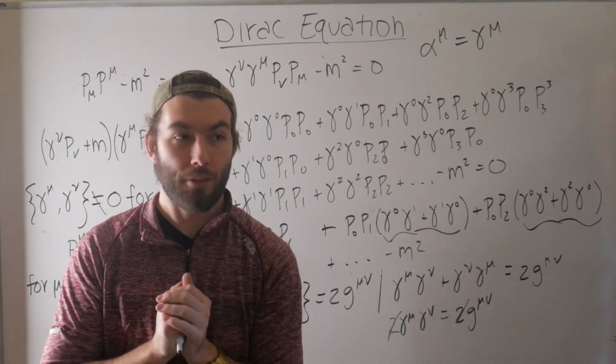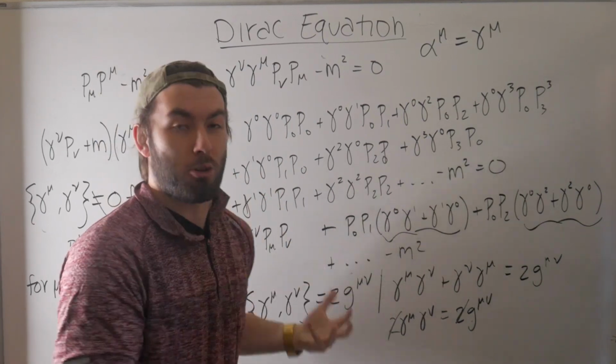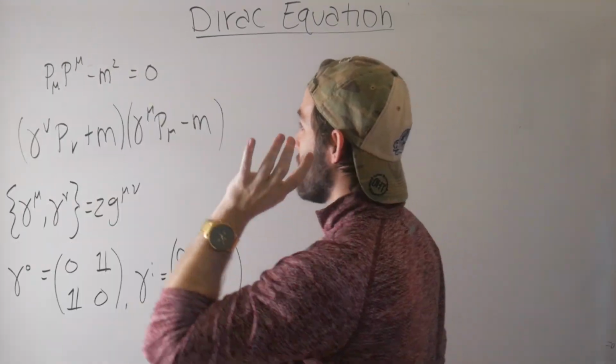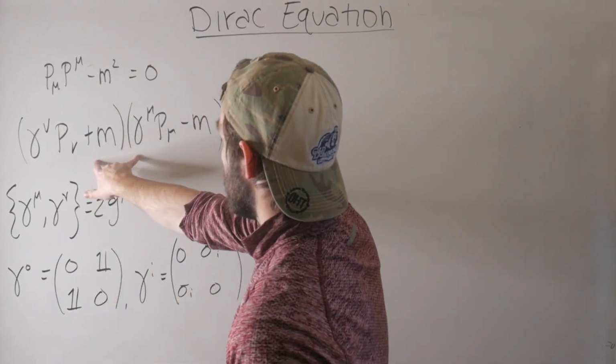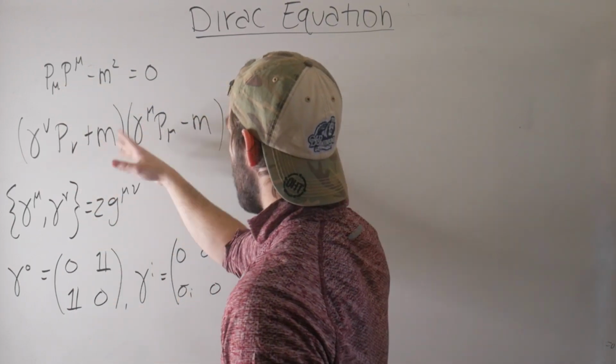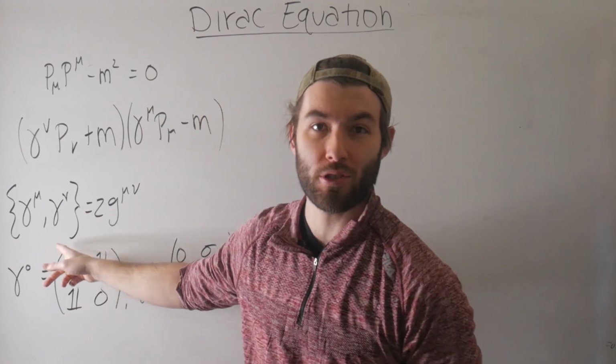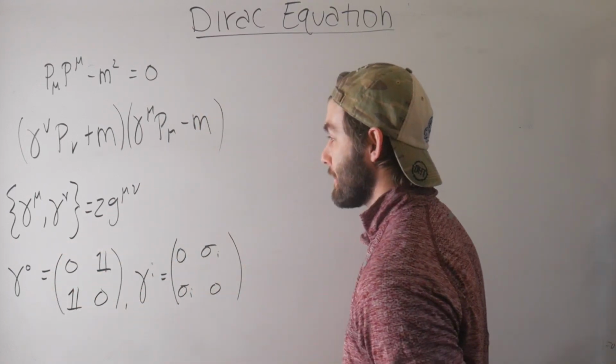Now let's put everything together and finally get our Dirac equation. We've earned it. Great, so we now know that we can factor our relation that we started with in terms of the gamma matrices. We don't have to worry about the indices matching up because the anticommutator relationships take care of those indices for us.